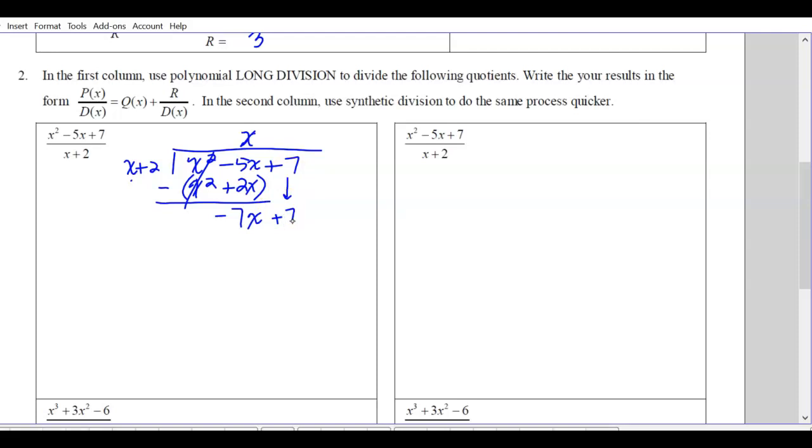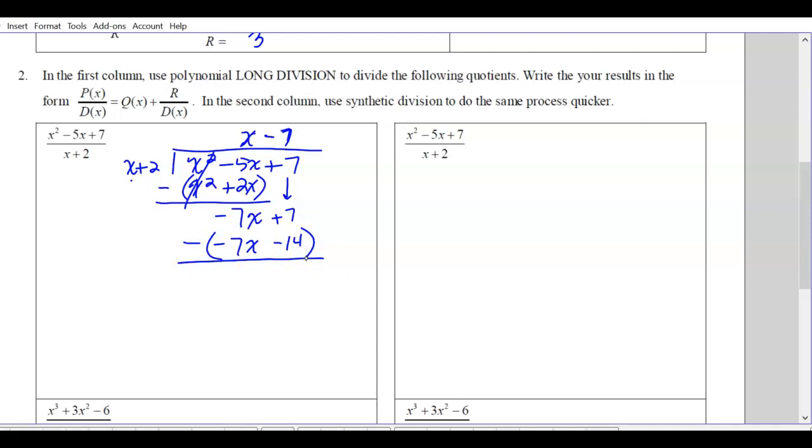Okay, now you look at how many times does x go into negative 7x? Negative 7 times. Okay, then multiply that back. Negative 7 times x is negative 7x. Negative 7 times 2 is negative 14.